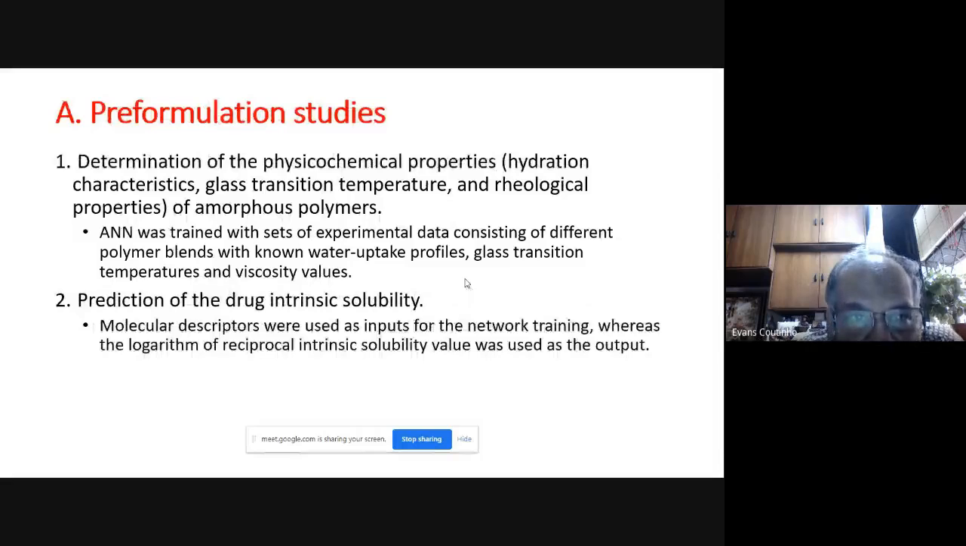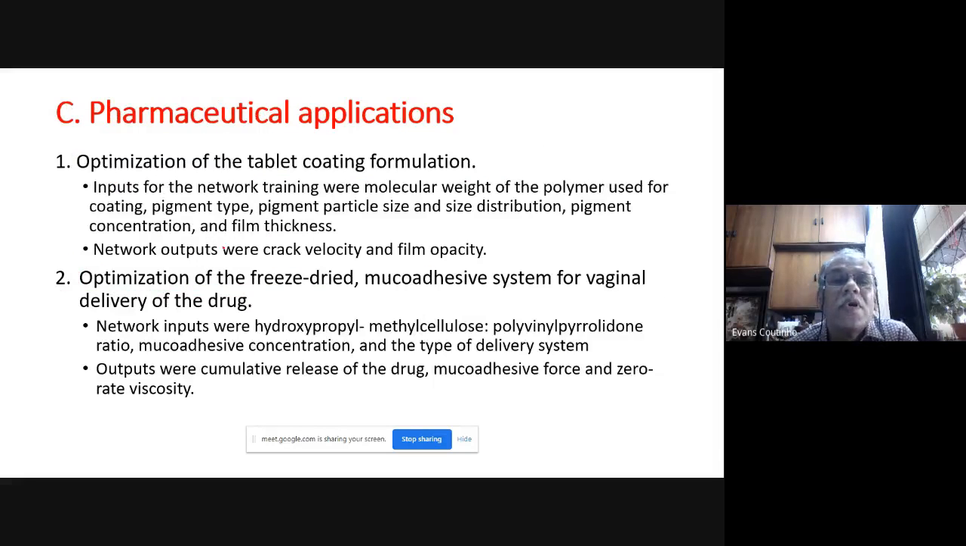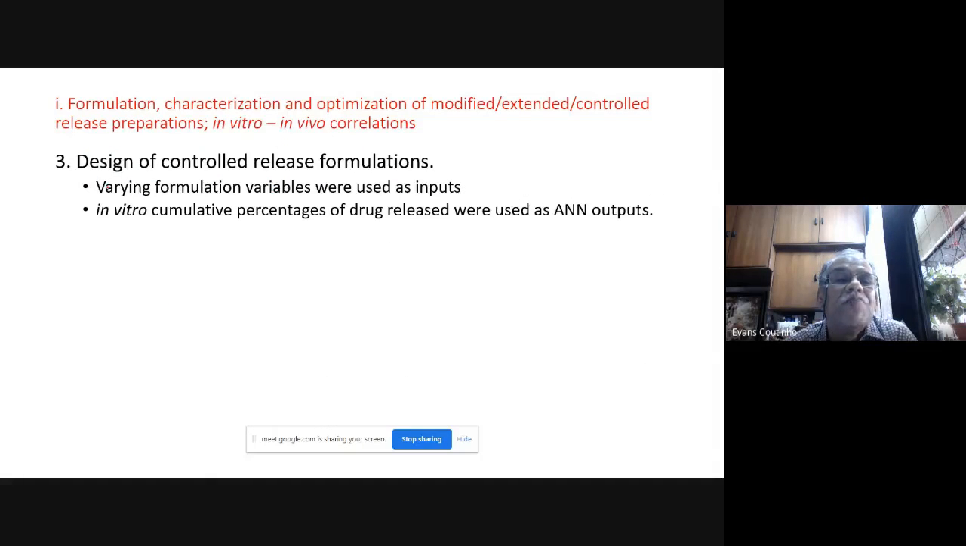Neural networks have been used in pharmaceutics for pre-formulation studies. For example, people have used neural networks to predict drug intrinsic solubility, to understand formulation of immediate release (IR) tablets, to optimize a tablet formulation, to optimize tablet coating, to optimize freeze drying, mucoadhesive systems for vaginal delivery of the drug, and to design controlled release formulations.